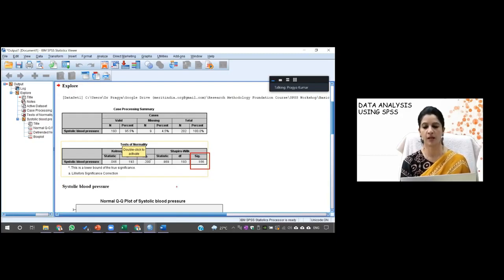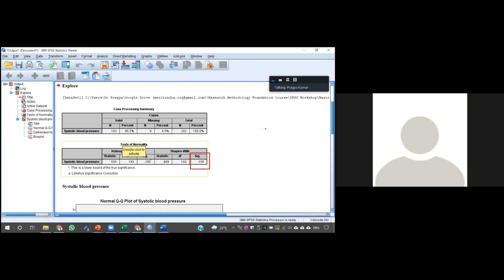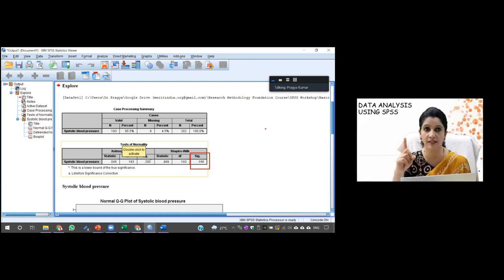So other participants, is it clear why we require the p-value to be more than 0.05? We don't want the p-value to be less than 0.05. Is it clear to everyone? Pawan is writing yes. Okay.